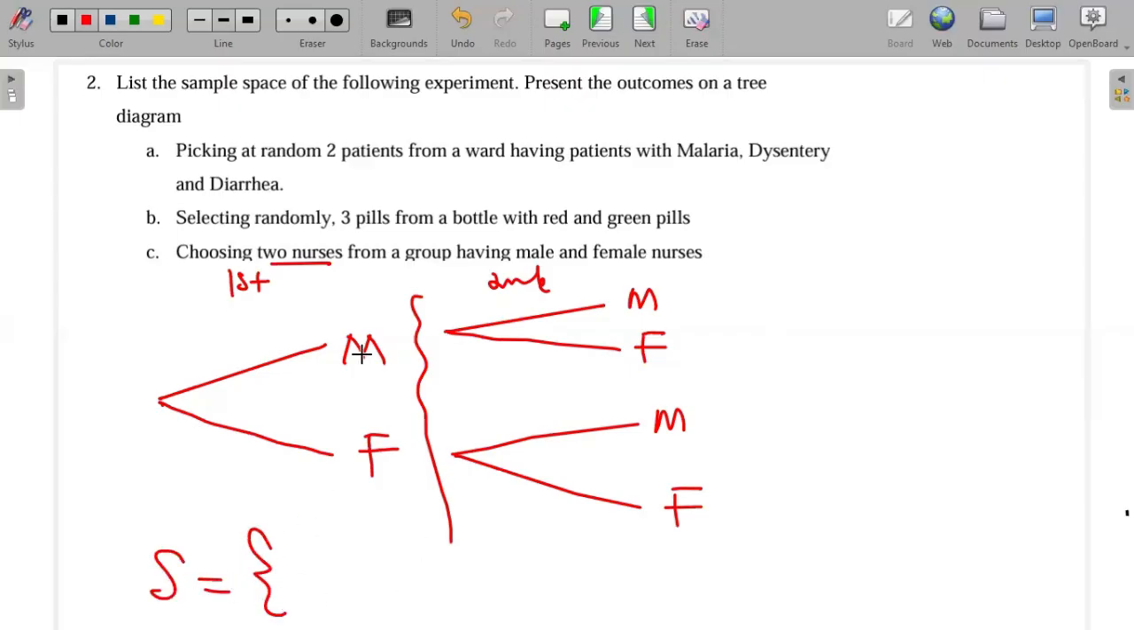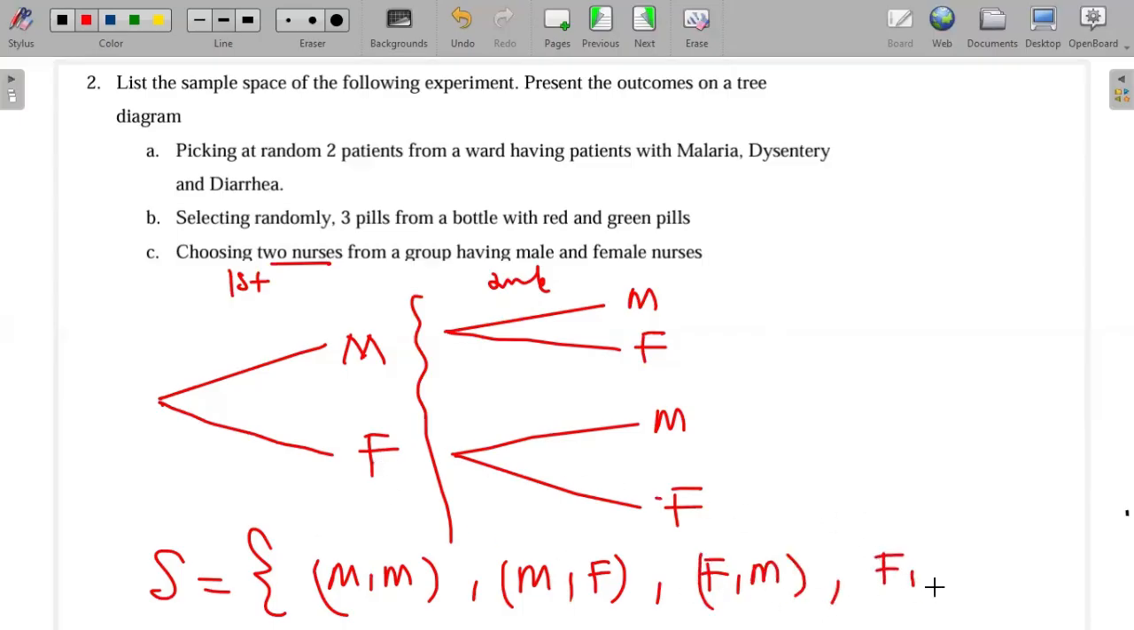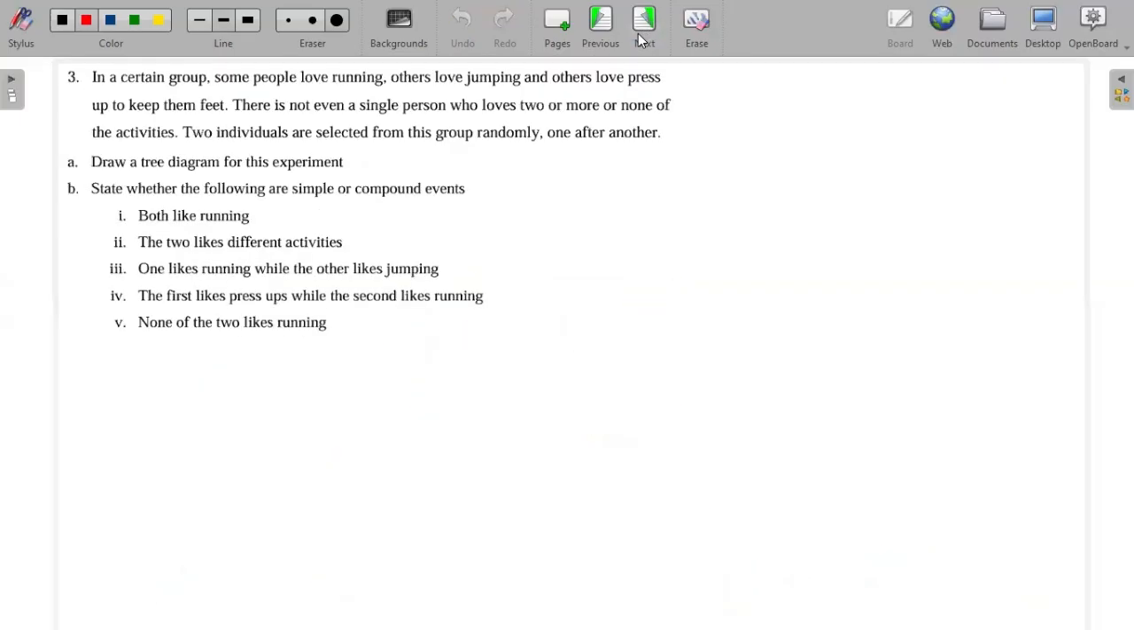So what do you think will be our sample space there? To just be male, male. Okay, so I can choose two male nurses, or I can choose a male and then a female, or I can choose a female and then a male. Okay, and then I can choose female, female. So female and then female. Okay, so this here will be my sample space like that. So any questions there? Okay, so if there are no questions there, we'll move on to part three.